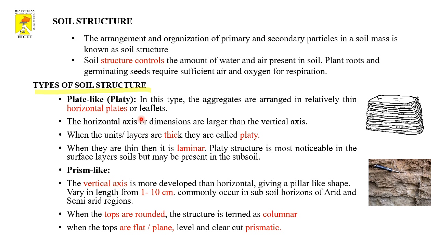The horizontal axis or dimension is greater than the vertical axis. When compared to the vertical axis, the horizontal axis is greater. When the unit or layer is thick, it is called platy structure. Based on the layer thickness, it can be further divided into two: platy structure or laminar structure.